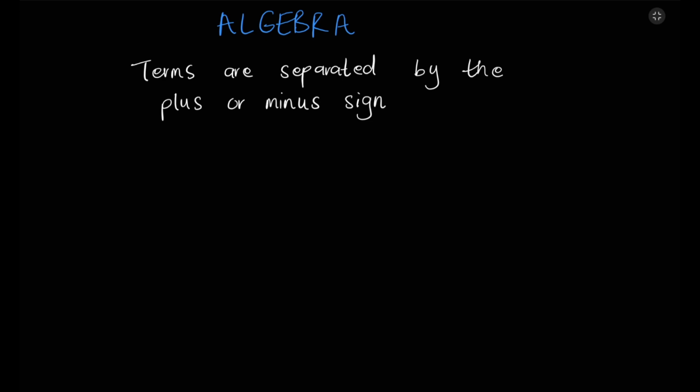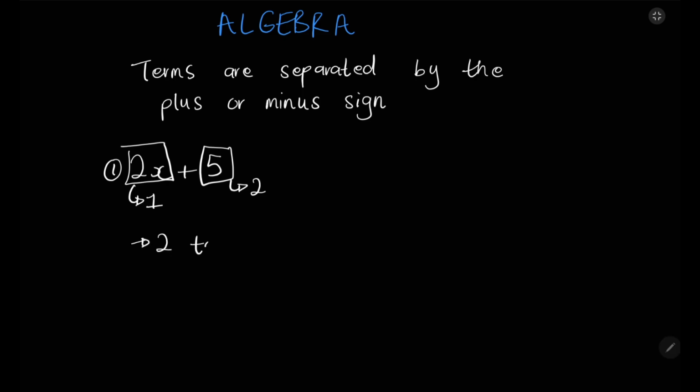Now I want to let you guys know something. In algebra, terms are separated by the plus or minus sign. So what does the term look like? If you have, let's say, 2x plus 5, these are terms. 2x and 5 are your terms, okay? Terms are separated by the plus or minus sign. So when you look at this expression, 2x is your first term. You have a plus, so you're left with 5, then 5 is your second term. Therefore, this expression has 2 terms.